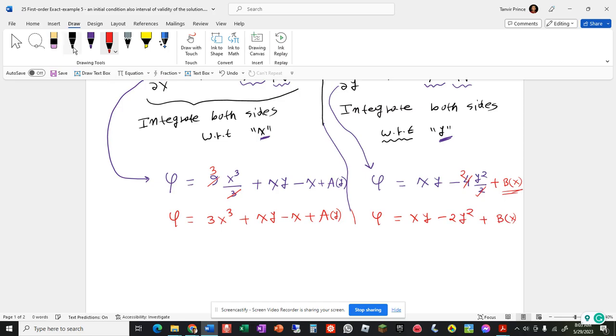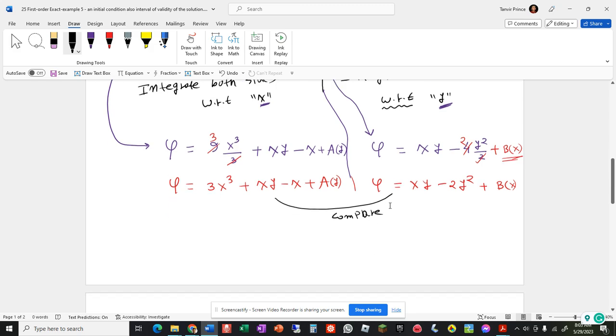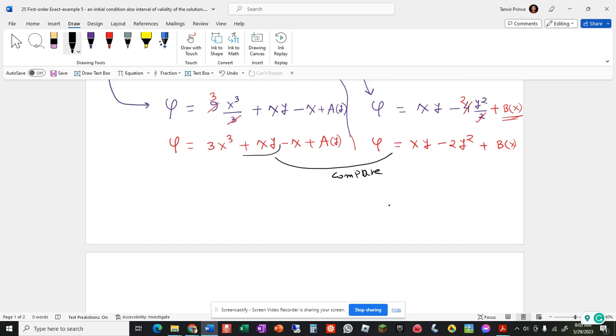So now we compare them. Any cross term must appear in both of them. So cross term means a term that has both x and y. So look at here, I do have a term that has both x and y, right? And that appears in both of them. So let's write our final answer for phi. So I cross it out and write xy. Is there any other cross term? No. So everything else you copy. So let's copy everything else.